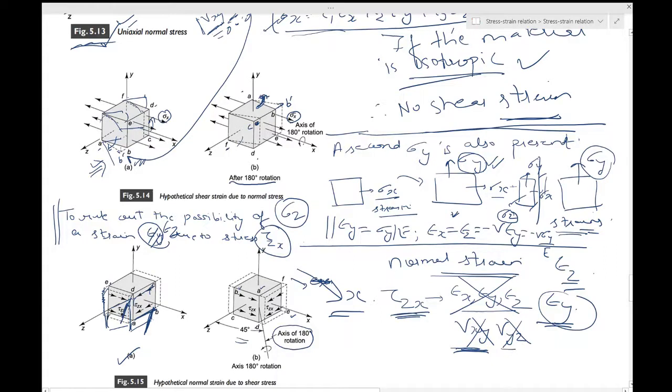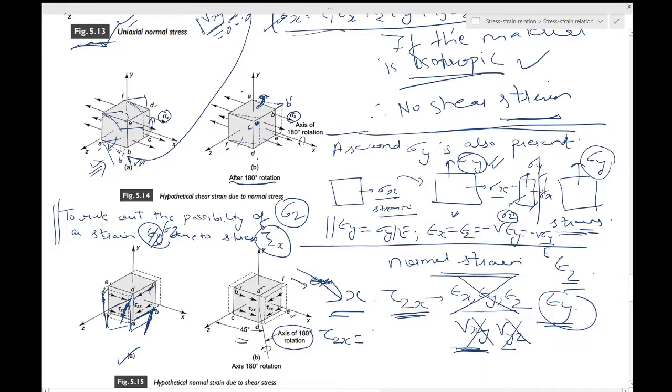So you should be eventually able to show that tau zx only depends on gamma zx, and the relationship is linear. I mean, you have killed practically all possibilities. So look at this. This stress was linearly related to all other components of strain.